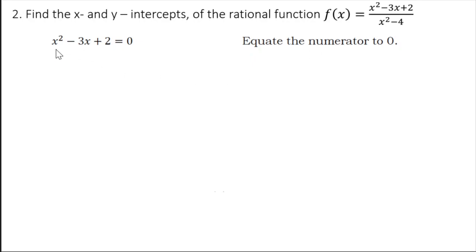Now we have x squared minus 3x plus 2 is equal to 0. So our equation now is in the quadratic form. So in the quadratic form, we have to find the x value by factoring. So we have the factors: the quantity x minus 2 times the quantity x minus 1 equals 0.